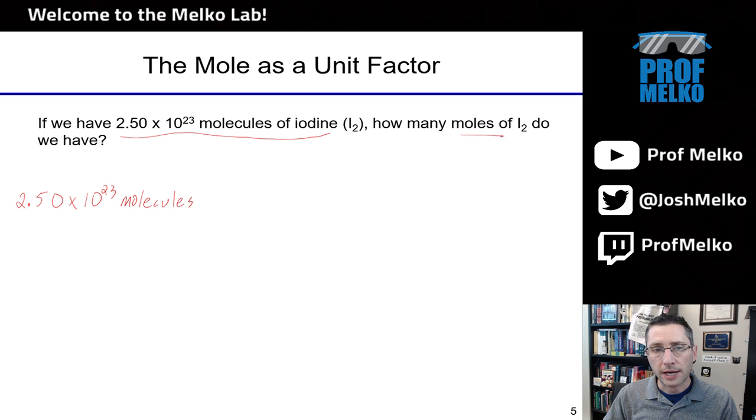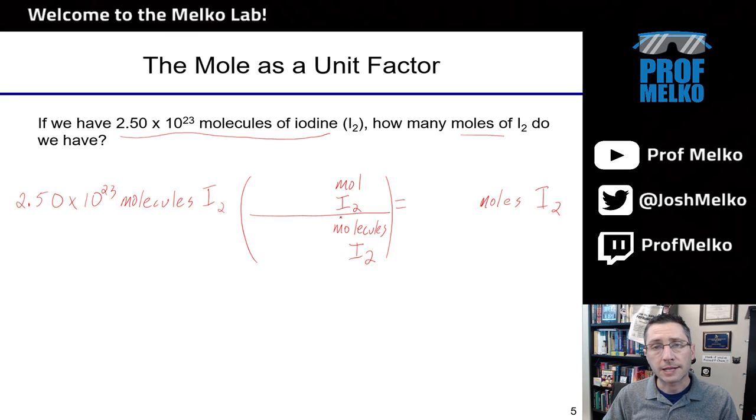How many moles of iodine do we have? So on the right here, I'm trying to get moles of iodine given molecules of iodine. So what kind of unit factor do I need? I need a unit factor that expresses molecules of I2 and converts it to moles of I2, right? What do I use as this unit factor?